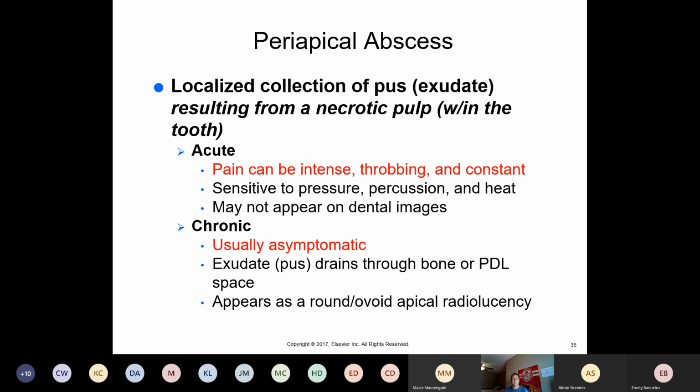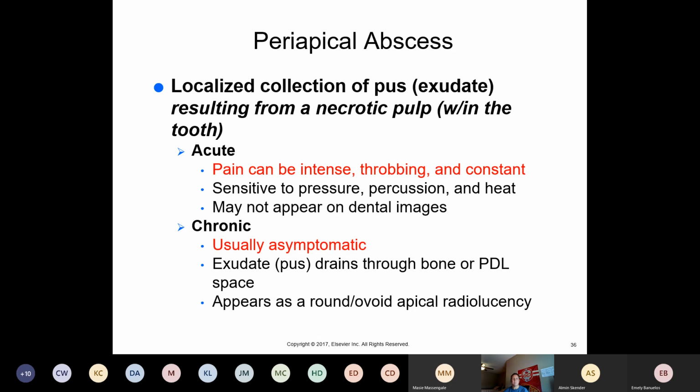So a periapical abscess is, again, the one that's going to exhibit pain in the acute form. It is a localized collection of pus or exudate resulting from necrotic or dying pulp within the tooth. If something is acute, it comes on quickly. If something is chronic, it is long lasting.